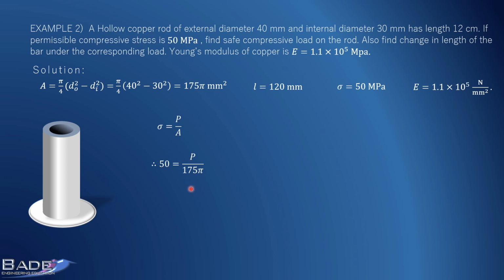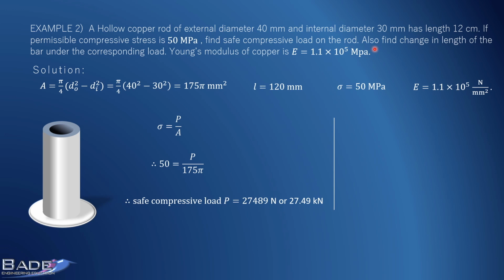So substitute the values. Maximum permissible stress is 50. Cross-sectional area is 175 pi Newton per millimeter square. Take care of units. And this is how we have found the safe compressive load: 27,489 Newton, that is nothing but 27.49 kilonewton. What else is asked? Find a safe compressive load on the rod. That is what we have found.